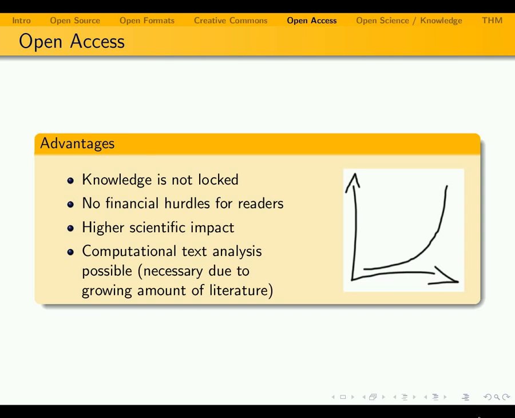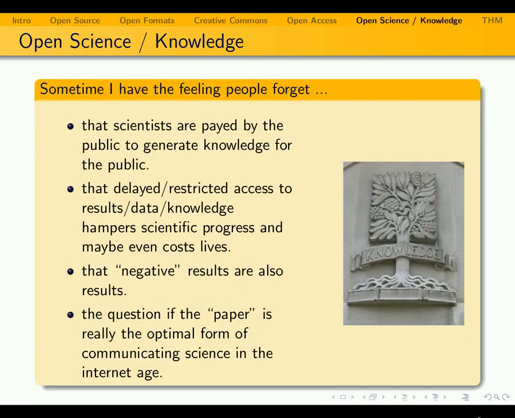So with this I'm coming now to my last topic, named open science, open knowledge. These are very fuzzy expressions and not clearly defined. I want to start with some thoughts that I think a lot of people don't consider. Firstly, that the mission of scientists who are funded by the public is to create knowledge for the public. Also, that restricted or delayed access to scientific results hamper science in general and can even cost lives if you look at medical research. In my opinion, people also should be aware of the fact that even negative results are results and are worth being published.